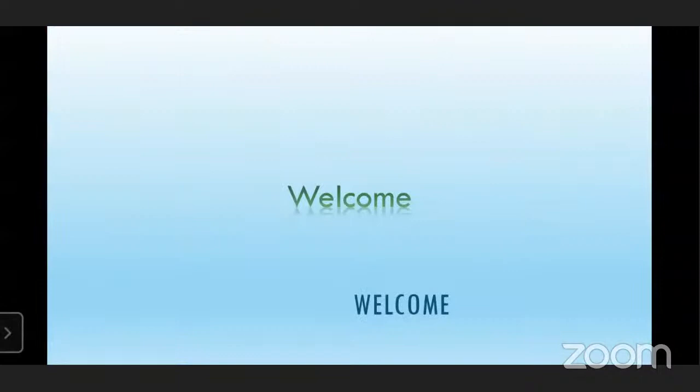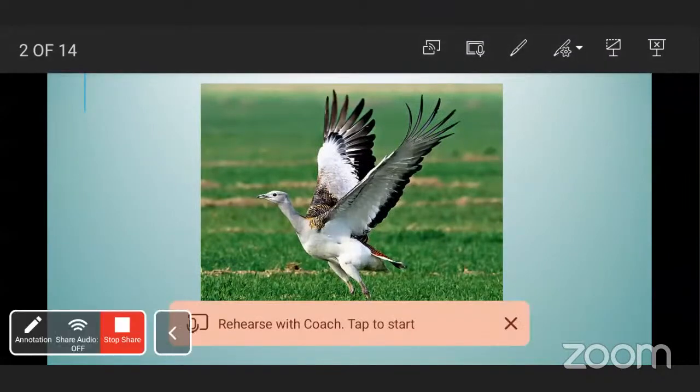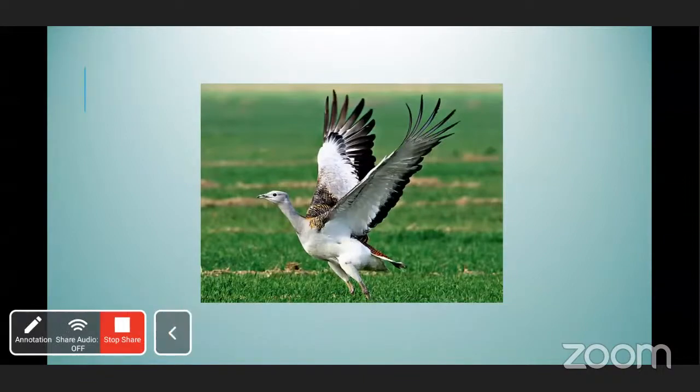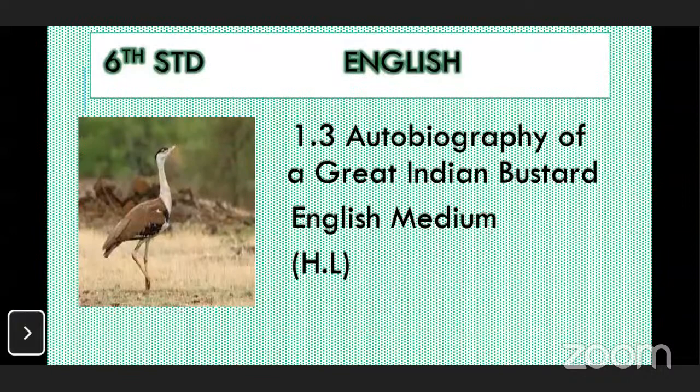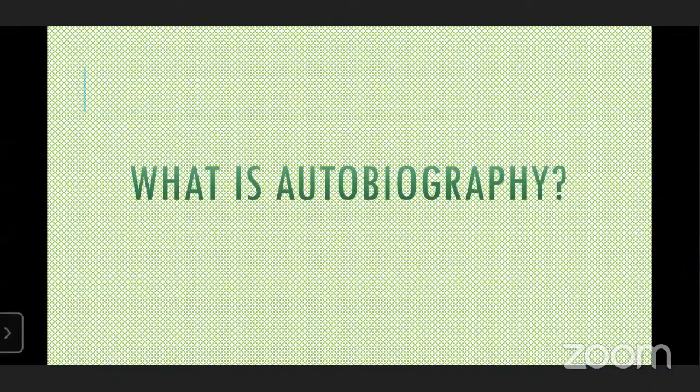Okay. Welcome, students. Welcome to the English chapter, Autobiography of a Great Indian Bustard. From standard 6, we are going to see 1.3, Autobiography of a Great Indian Bustard. Now, what is autobiography? Can you think what is autobiography? In many compositions, we have seen many autobiographies. Today we are going to see the autobiography of a great Indian Bustard. Now, who is the great Indian Bustard and what do you mean by autobiography?